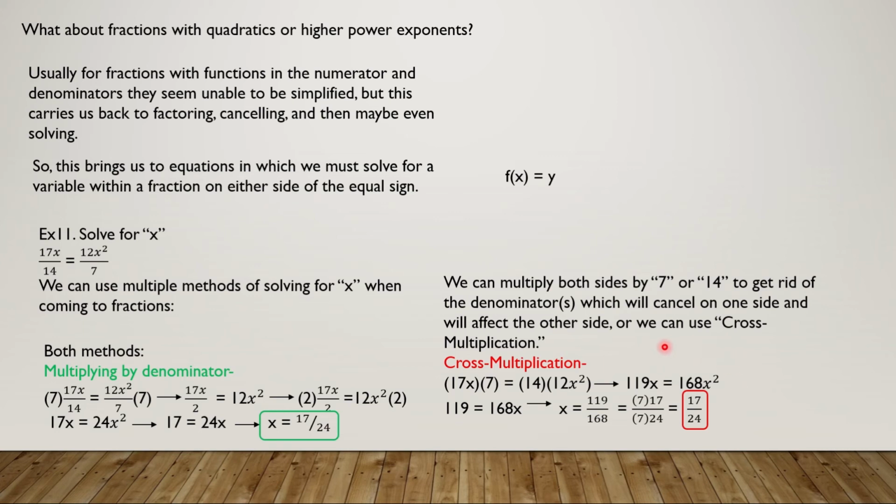So sometimes you can use cross multiplication. Sometimes you can use multiplying both sides by the denominator. It just depends on the question.